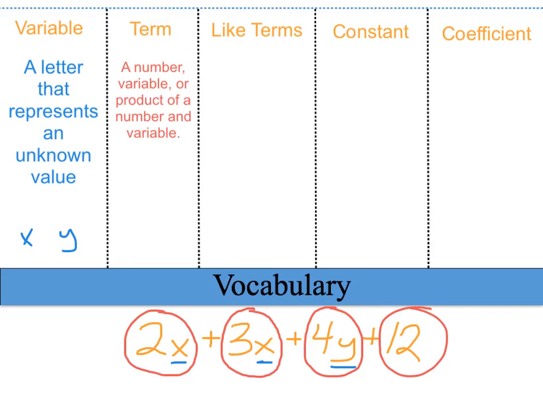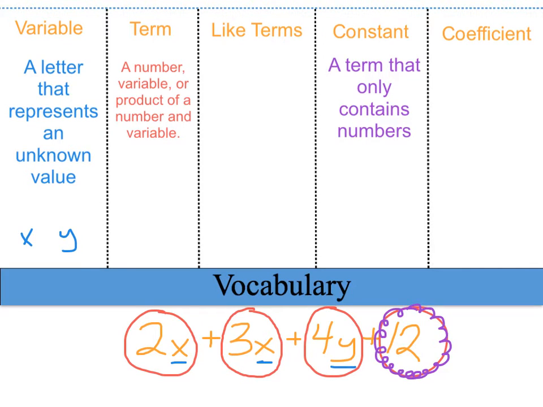Let's talk about the constant, which is the next part of my algebraic expression. And constants are terms that only contain numbers. So if you take a look at our algebraic expression below, the only term that contains only a number is 12. Because 12 only has a number, we'll call that a constant. It's not going to change, it's always going to stay 12. So I'm going to write 12 down here because the 12 is the constant in my algebraic expression.